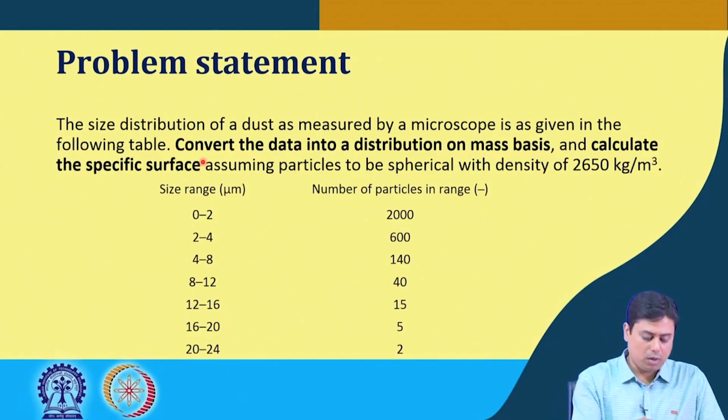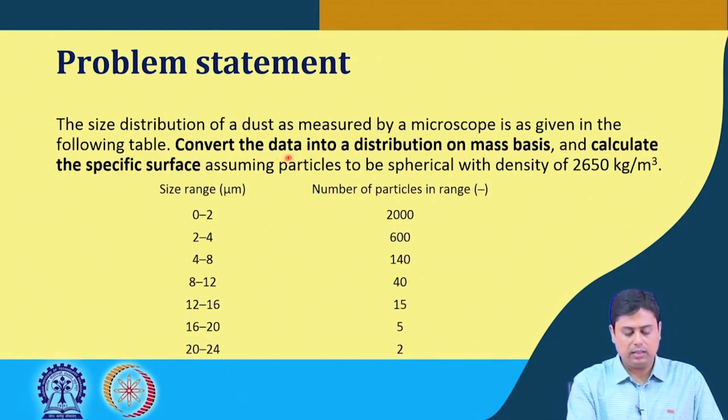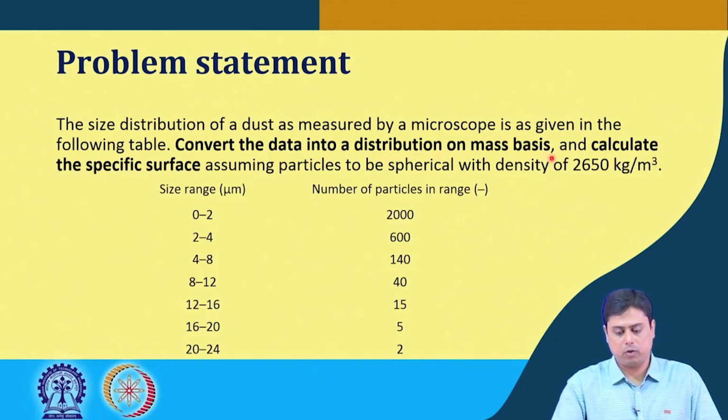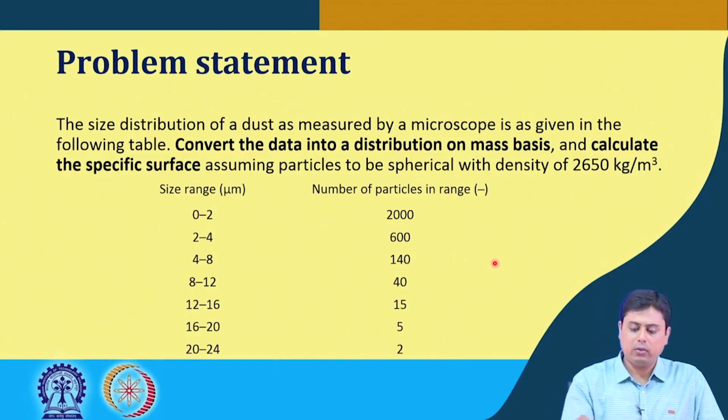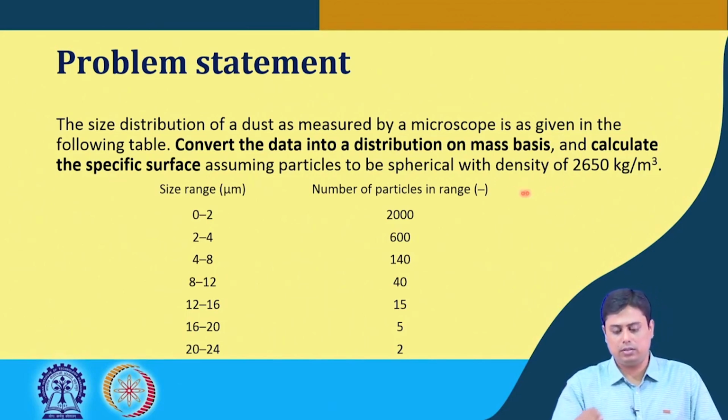So the first objective is to convert the data into a distribution on mass basis. Okay. Here it is given in number basis, we have to convert this to mass basis and calculate the subsequent step that we will again come back to this question later. So at first let us focus on this conversion between the number distribution to the mass distribution.